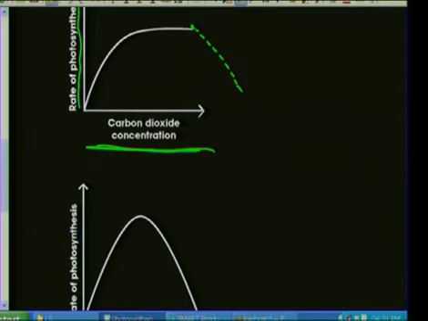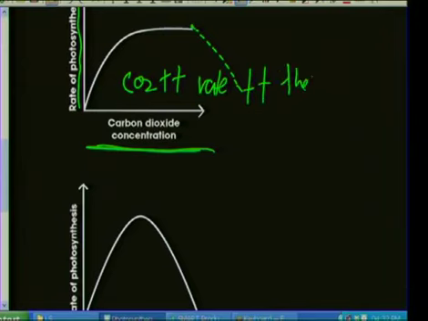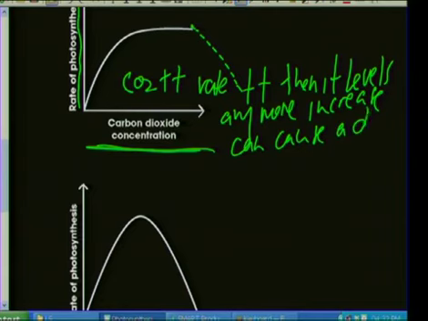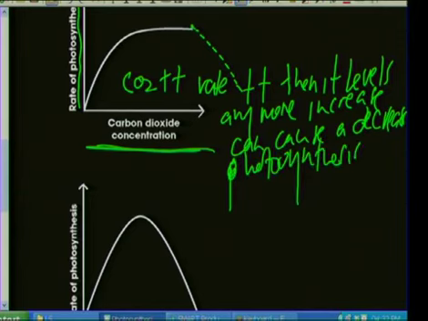It can actually come down. So what happens is, as we increase the amount of carbon dioxide, when CO2 increases, the rate also increases. Then it levels off. And any more increase can cause a decrease in the photosynthesis rate from there down there. Now what happens here?